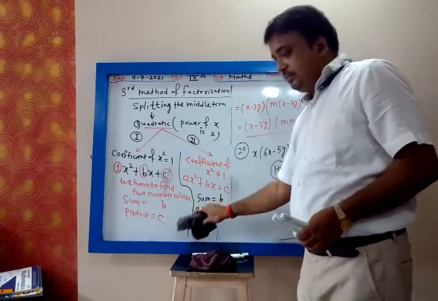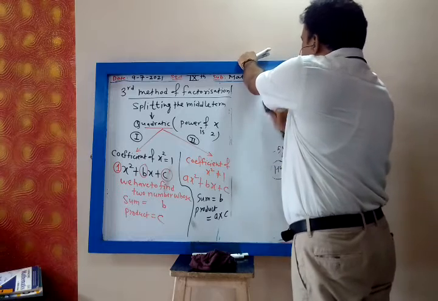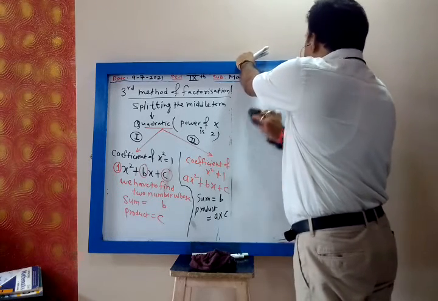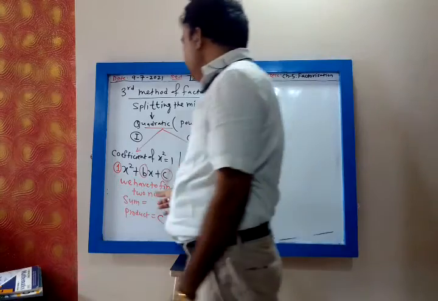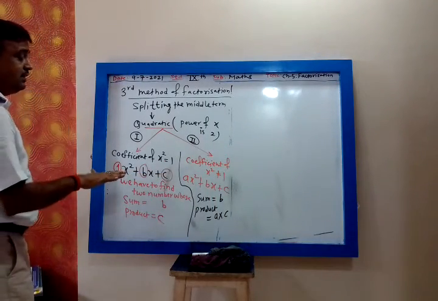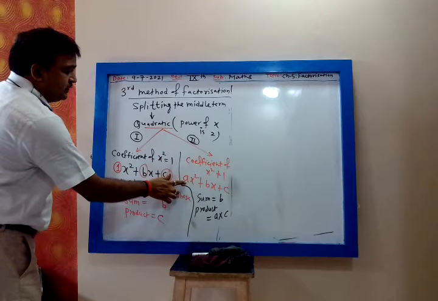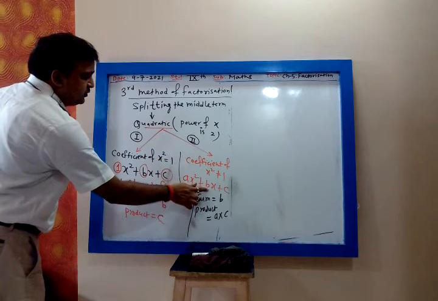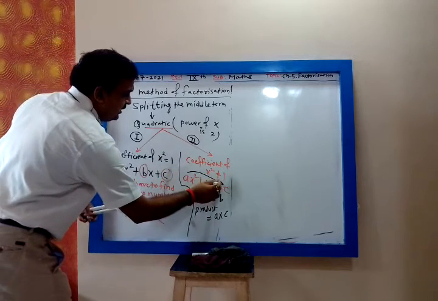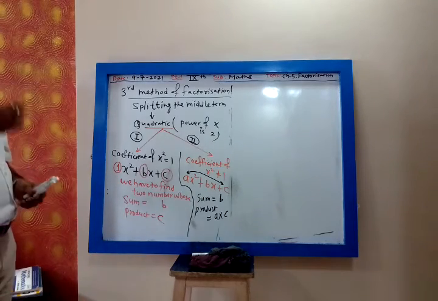Okay, so let me explain this part. Whenever you get a quadratic, you have to see whether the coefficient of x square is 1 or not. If it is 1, you find two numbers whose sum is b and multiplication is c. But whenever the coefficient of x square is not 1, here it is a. In that case, the sum will be the same, the sum should be b, but the product should be a into c.